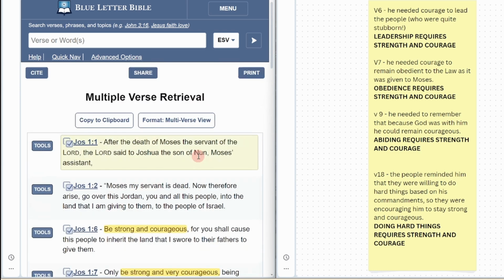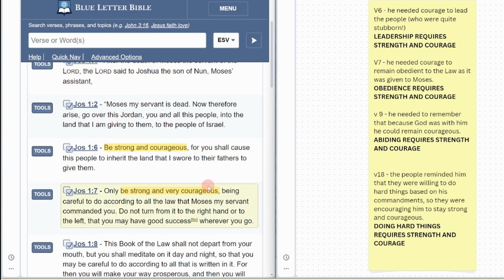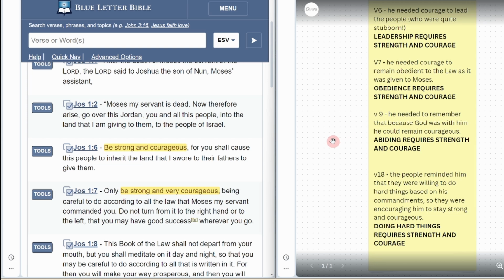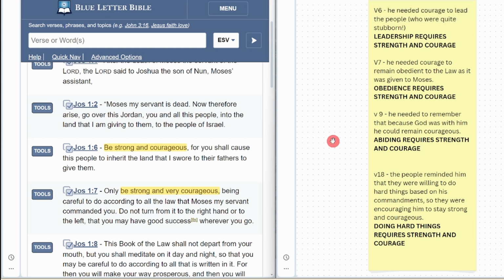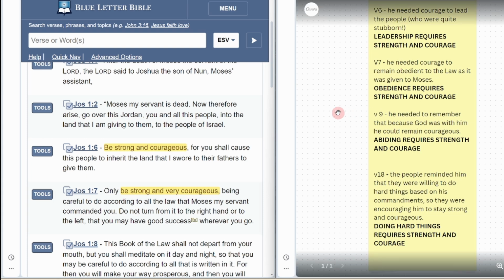So what can we learn about this? Really quickly, there are all these instances. The first one: be strong and courageous, for you shall cause this people to inherit the land that I swore to their fathers to give them. So in verse 6, he needed courage to lead the people into the land. So we can learn that leadership requires strength and courage.